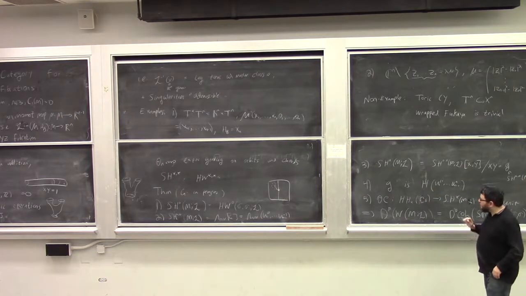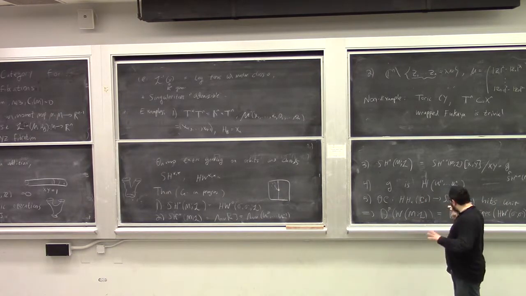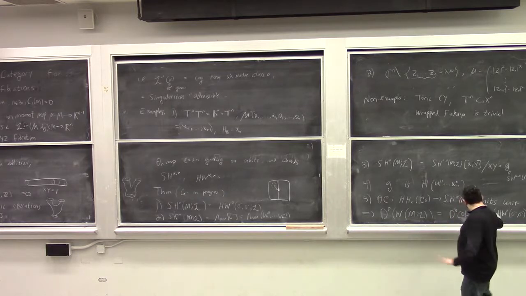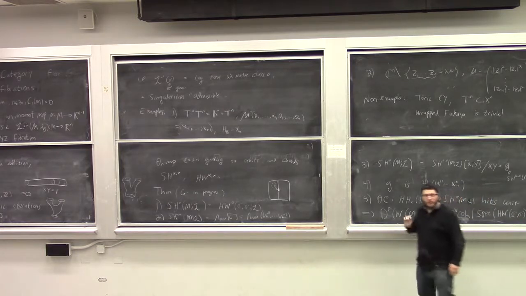But the point is that for the sake of homological mirror symmetry, all this doesn't matter, because for Lagrangian sections you don't need bounding chains.